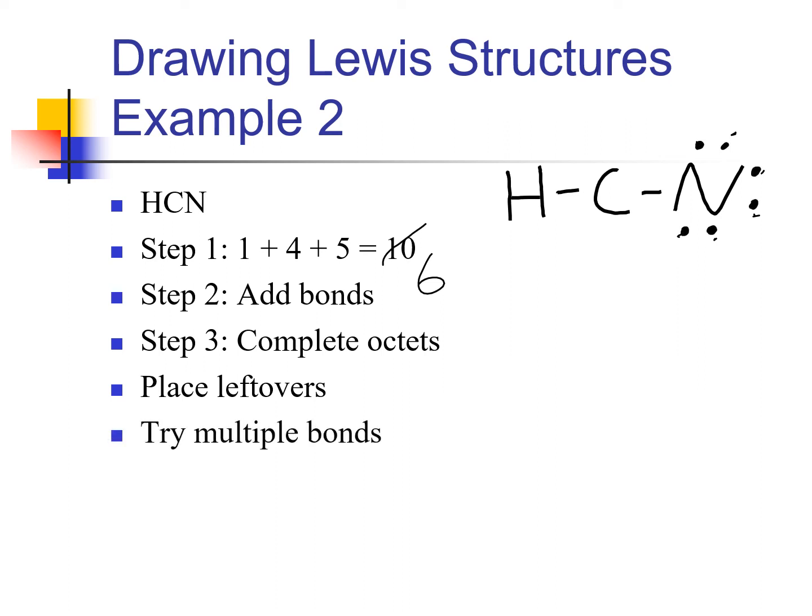But now what we need is multiple bonds, because that carbon is not meeting the octet rule. So what we're going to do is take some of the lone pairs from the nitrogen and create a multiple bond from that. Carbon right now only has 2 bonds. It needs 4 bonds total. It needs 8 electrons. So we're going to take 2 lone pairs to create a triple bond there at the nitrogen. And these guys are gone. And that would be the Lewis structure for HCN.